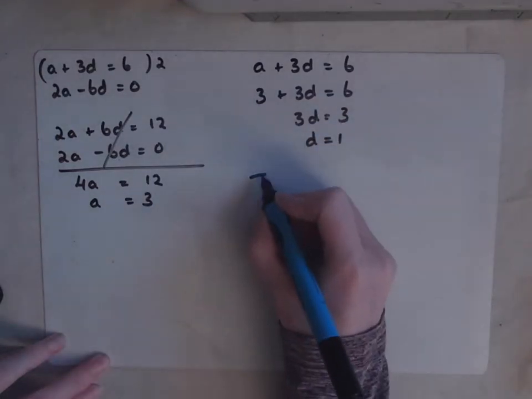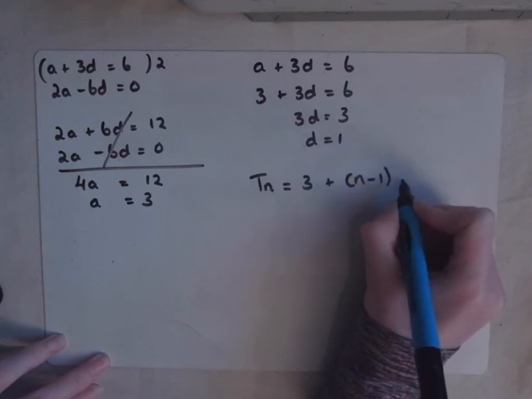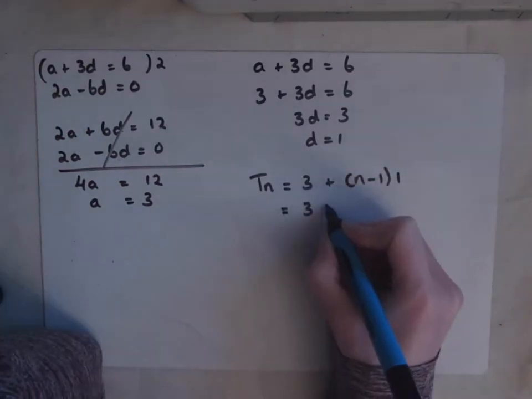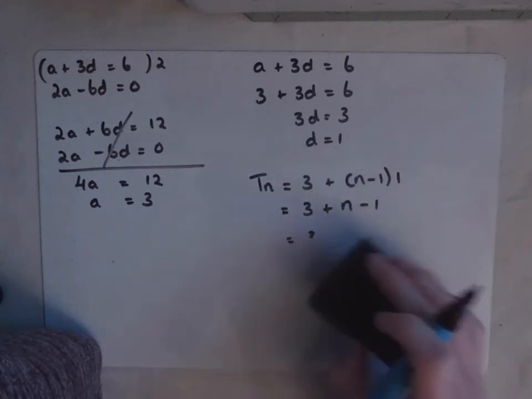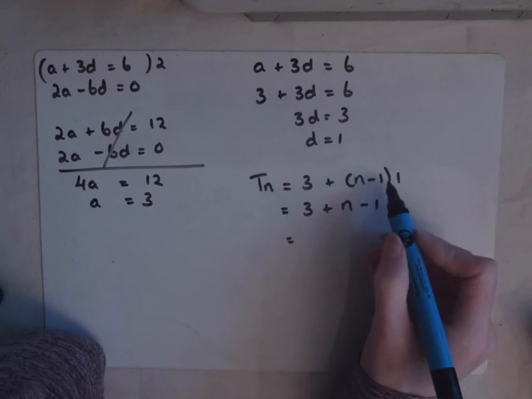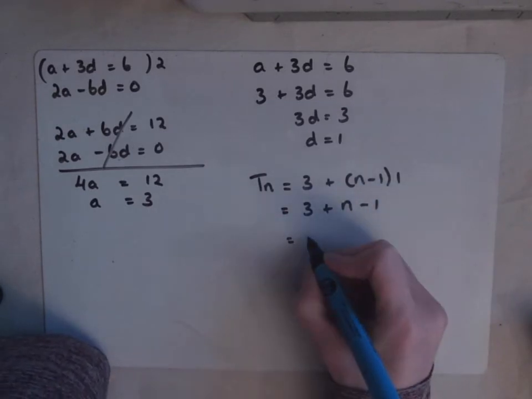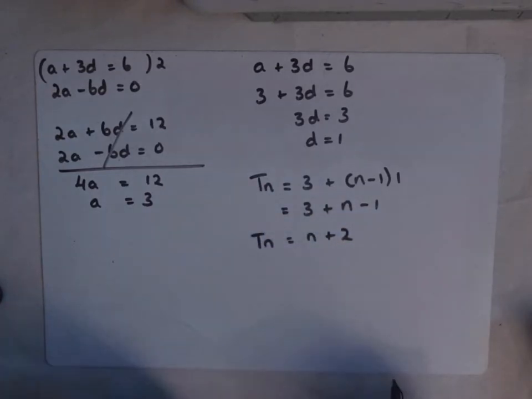So actually my general term is 3 plus n minus 1 times 1. So 1 by n is n, 1 by minus 1 is minus 1, so I end up with n plus 2. That's my general term.